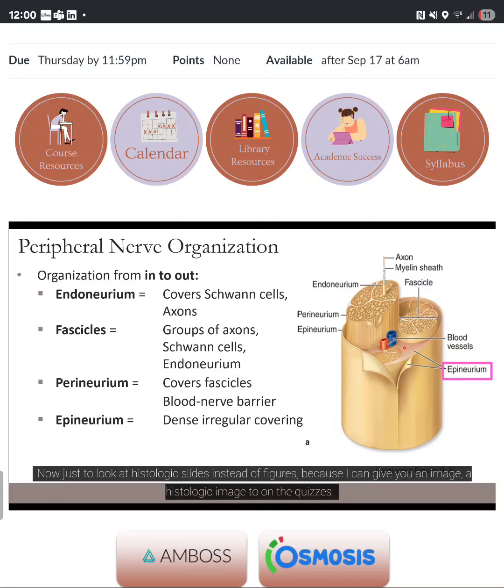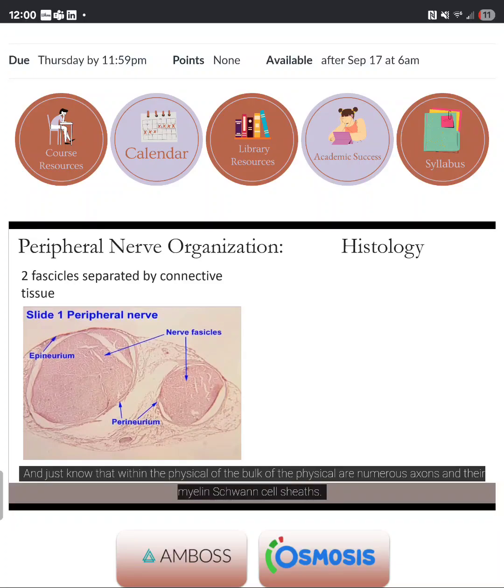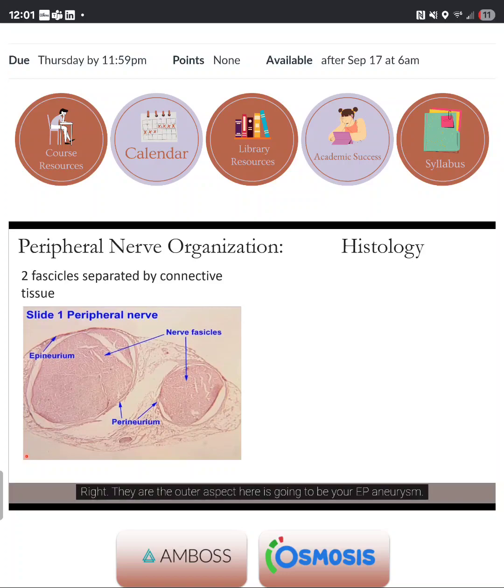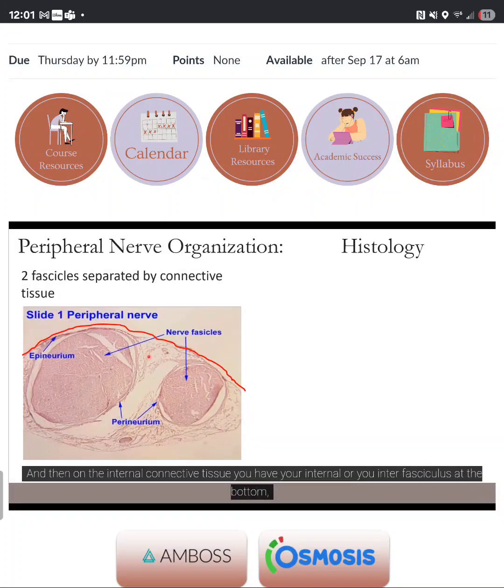Now, just to look at histologic slides instead of figures, because I can give you a histologic image on the quizzes. So here we have two fascicles. And just know that within the fascicle, the bulk of the fascicle is numerous axons and their myelin Schwann cell sheaths. The outer aspect here is going to be your epineurium, that red line there. It's going to cover the whole outer edge. And then on the inner part, this looser connective tissue is your internal epineurium, and these are fascicles, just highlighting the rounded fascicles. On the internal connective tissue, you have your internal or interfascicular epineurium.